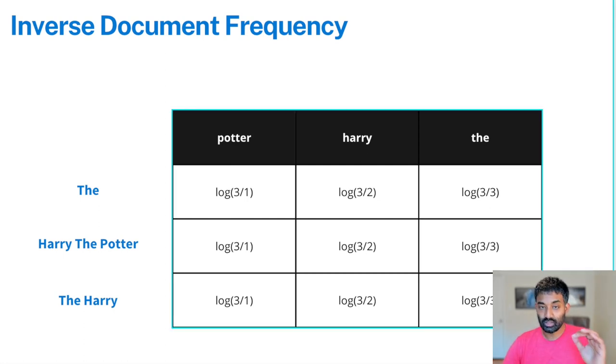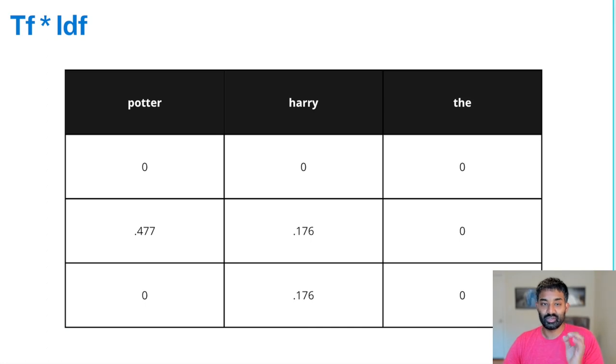So it's essentially the log of the number of titles divided by the number of titles that particular word appeared in. So here it's the log of three, here it's the log of three halves, here it's the log of 3/3. Then you multiply those together to get your tf-idf matrix. And that is just the term frequencies multiplied by the inverse document frequencies.